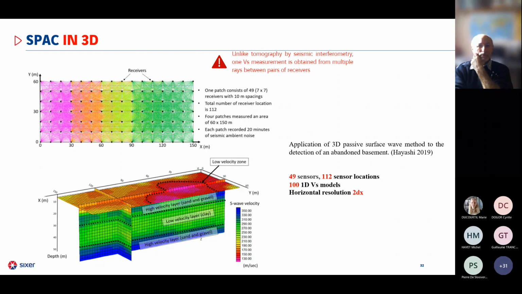On each patch, the Spec is applied on a group of sensors centered with 1, so a small square of 9 sensors. And in total, for this area, we got 100 interpolated 1D VS models to obtain this 3D model. The horizontal resolution is equal to 2 times the inter-sensor distance, which is the dimension of a small patch.